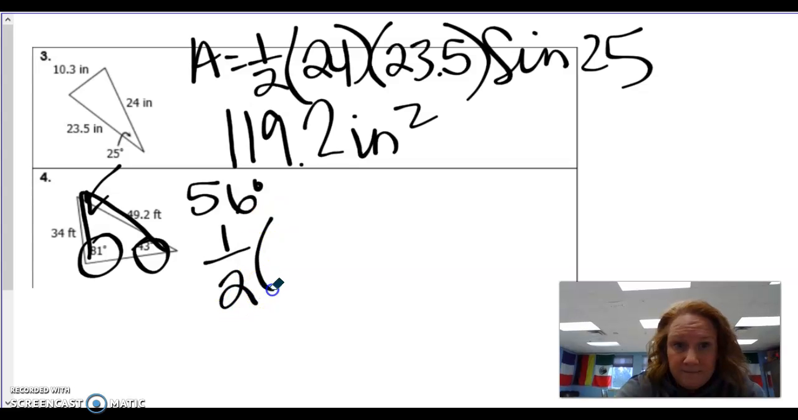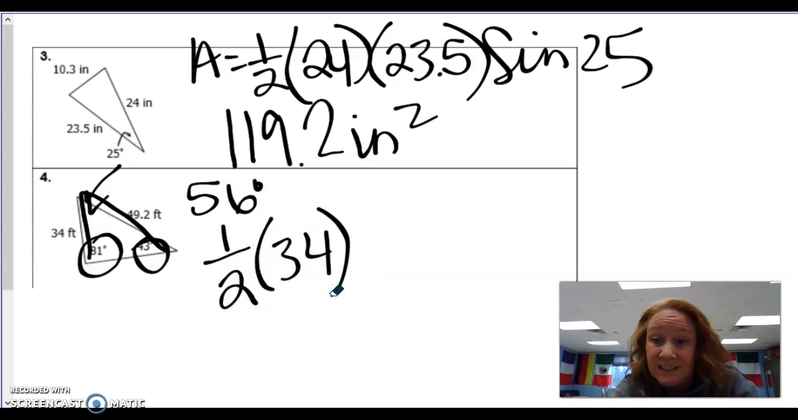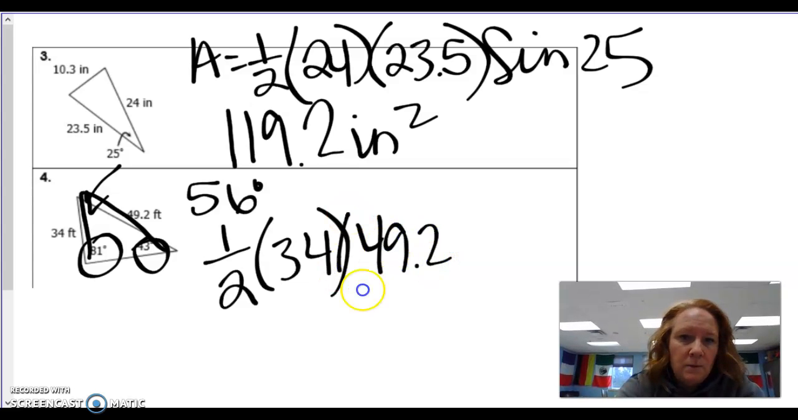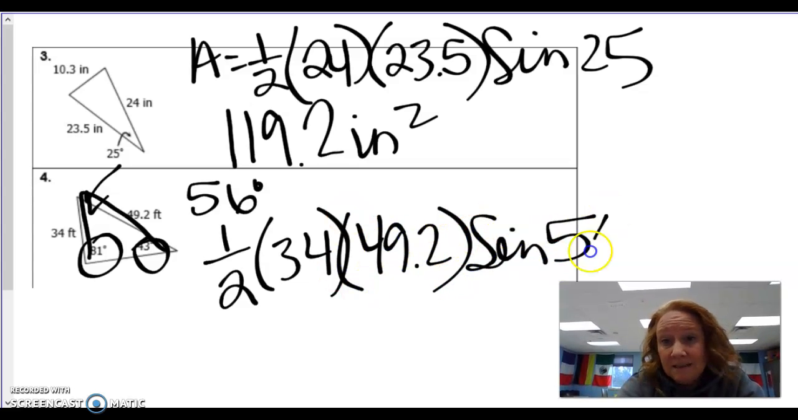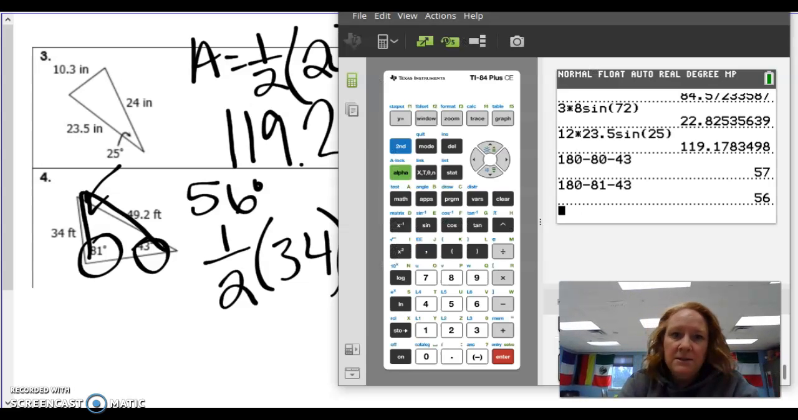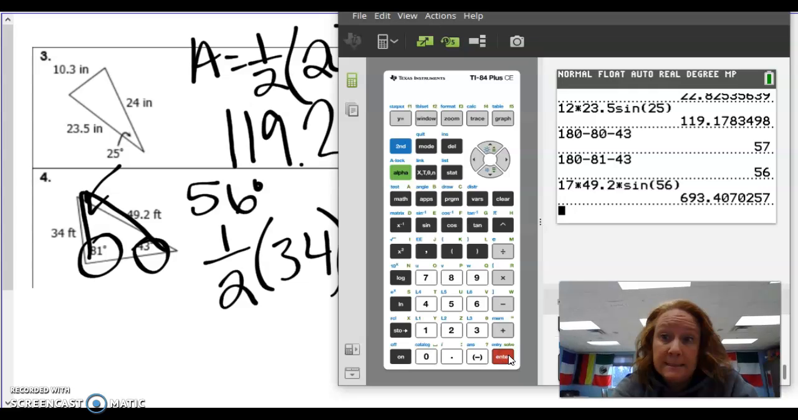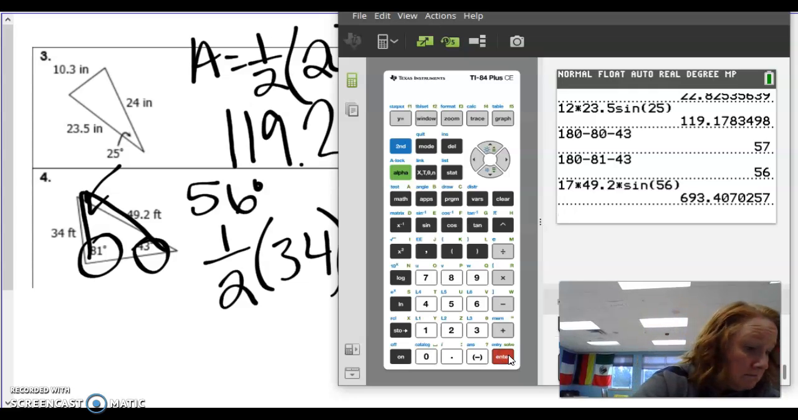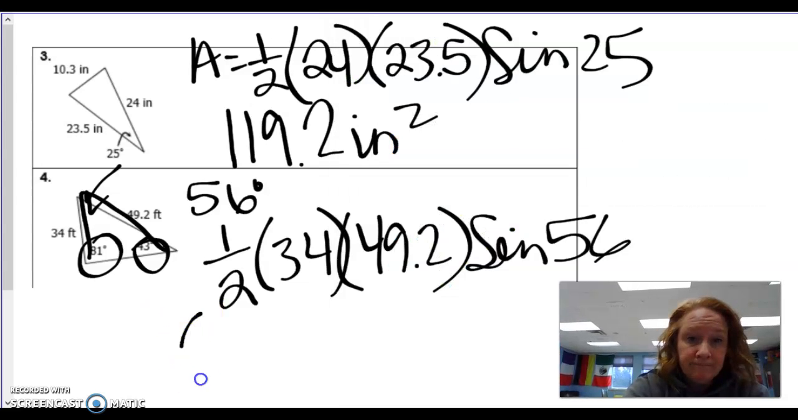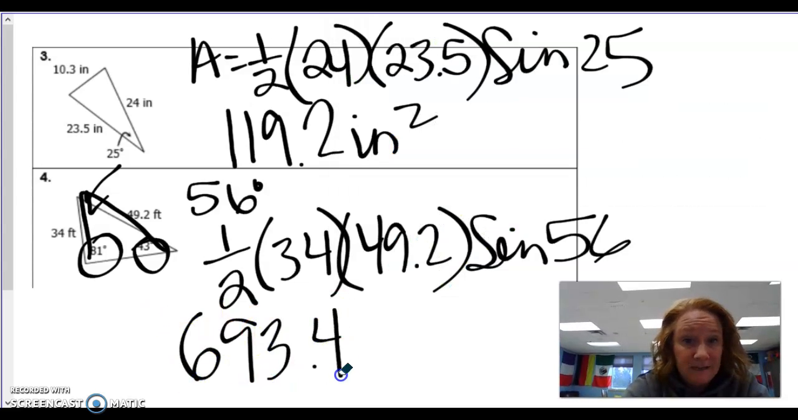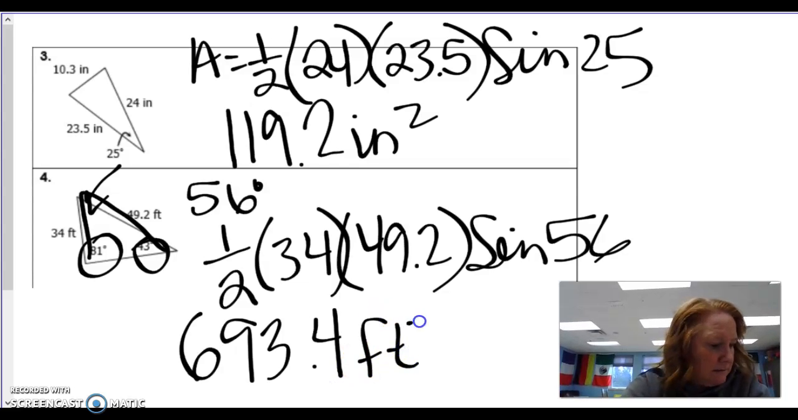So 1/2, 34, so 17, 49.2, sine of 56. Oh my gosh, so fun. So 1/2 of 34 is 17. 17 times 49.2 times sine of 56. $693.4. Yep. All right. That was awesome. Feet squared.